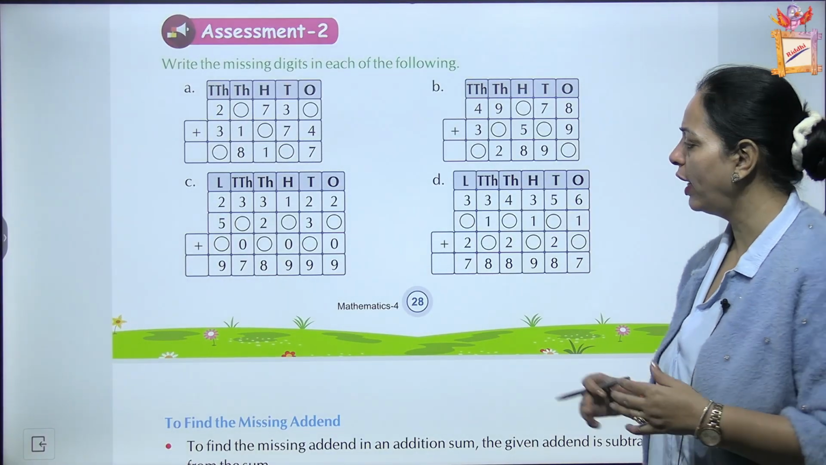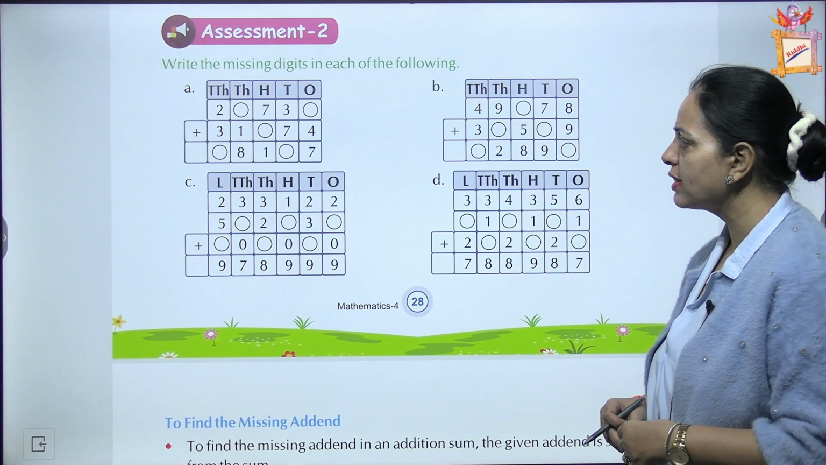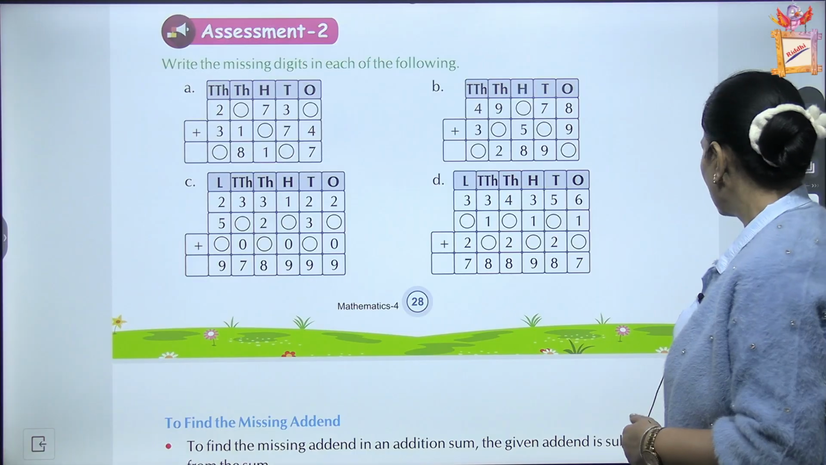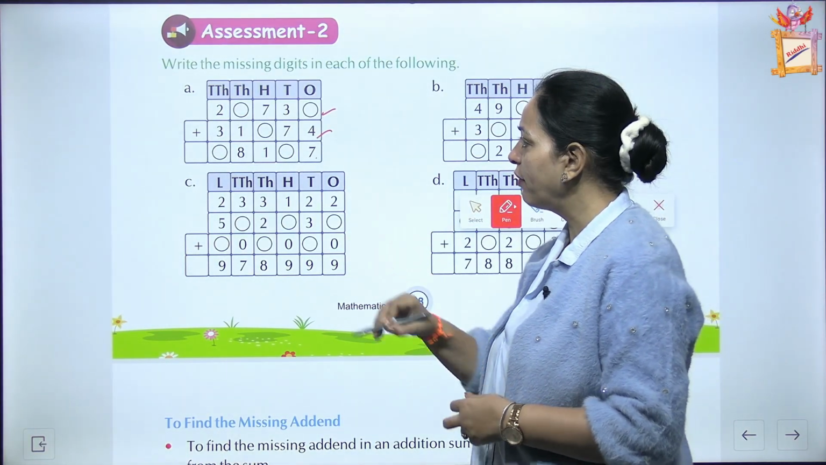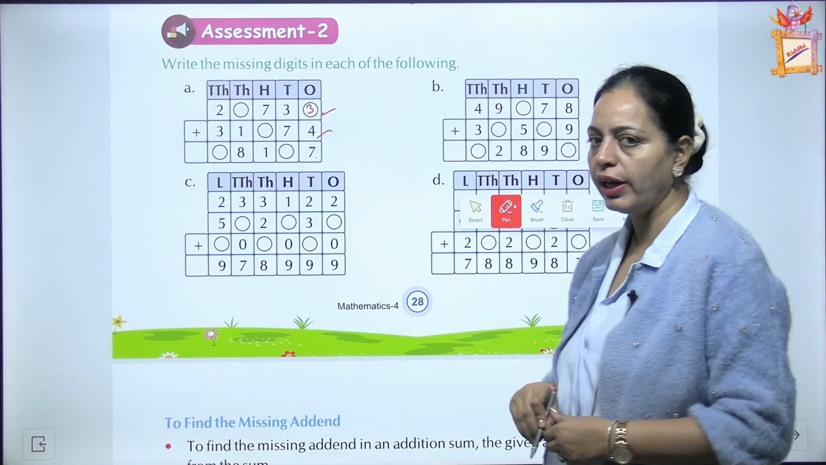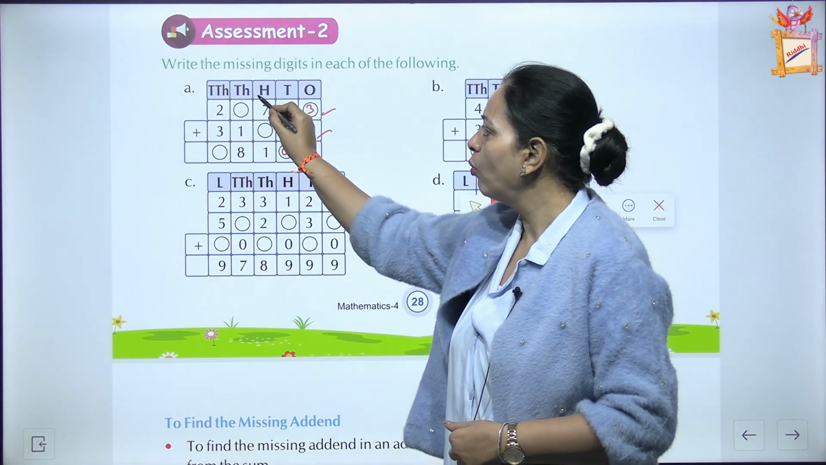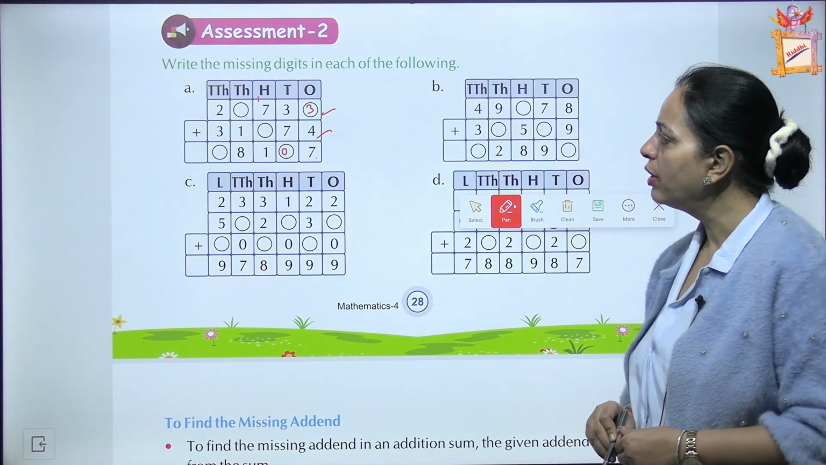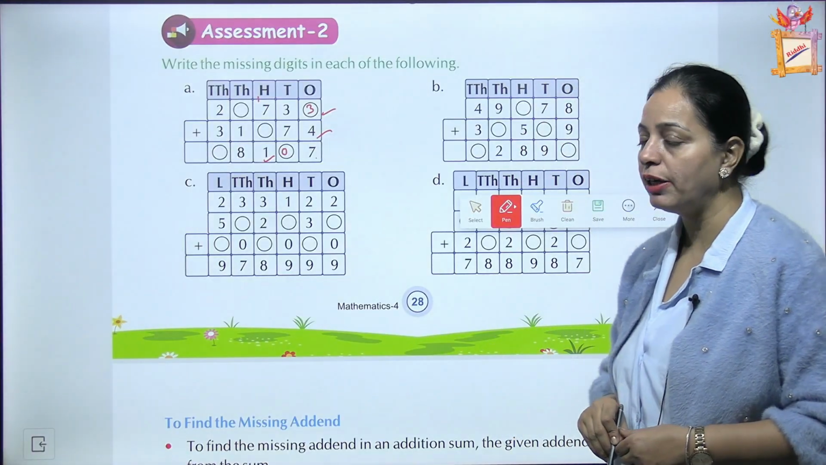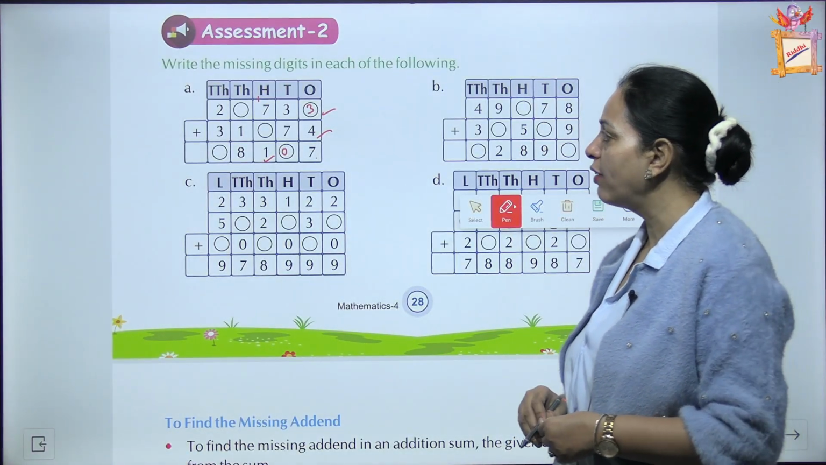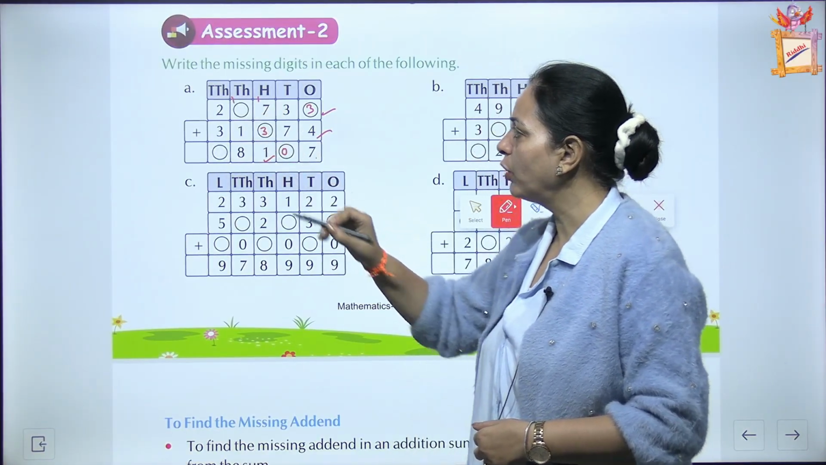You can try many more like C. Assessment 2. Write the missing digits in each of the following, like A part here. See the ones digit. So ones digit में this is missing here, 4. This is 7. तो 4 7 कब बनेगा? जब हम 3 plus 4 करेंगे. Now see tens digit 3 plus 7, 10. 0 here. 1 carry to the 100 column. Now see here 7 and 1 and here we want 1. It means 11 होगा यहाँ पर. तो 7, 1 and 8. 8 and 3, 11 and 1 carry to the 1000 column.